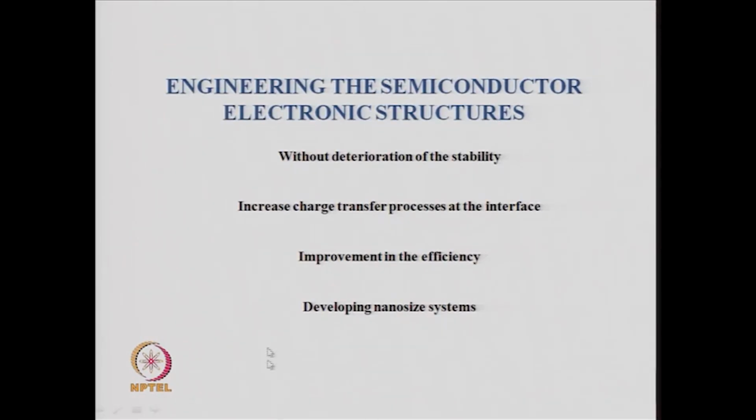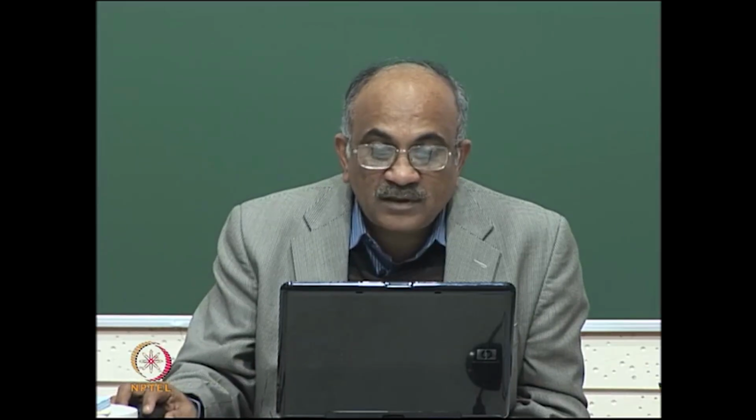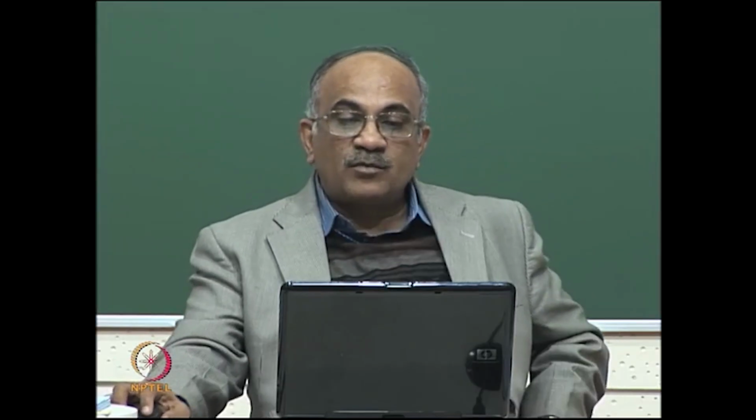Now, how do you engineer the semiconductor electronic structure? You are using semiconductors as the photocatalyst. Now, how do you engineer them? You have to take into account certain points. One of the points is stability, because you want the photocatalyst to be used and reused several times. So, it should work without deterioration of stability. That is one of the important points.